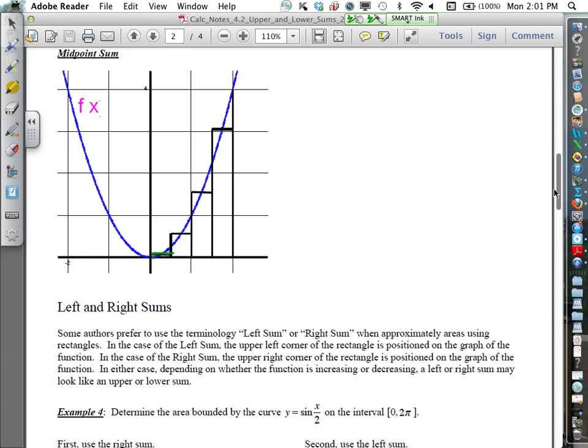Same thing with this one. These two kind of balance out, these two kind of balance out. Now it's not going to give you the exact value, but it's going to come pretty close. It's going to give you a pretty good estimate. So let's use this midpoint sum. So let me get rid of this.